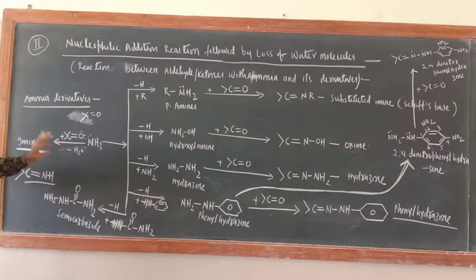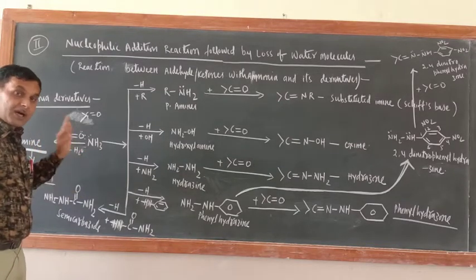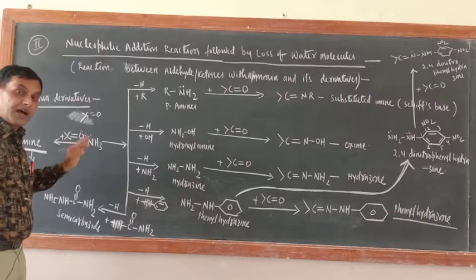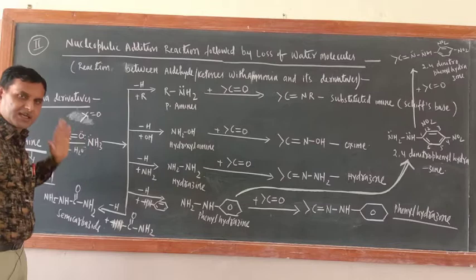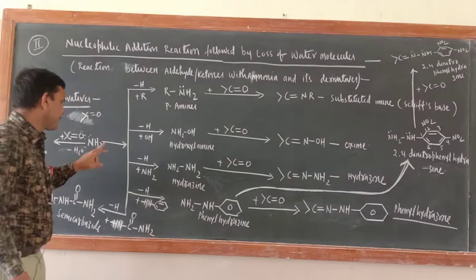Right now I want to tell you the names of ammonia derivatives and the names of the products when ammonia and its derivatives react with aldehydes and ketones. So when aldehydes and ketones react with ammonia, the product is imine. What is the name of that one? Imine. And what is the symbol of imine? C double bond NH.